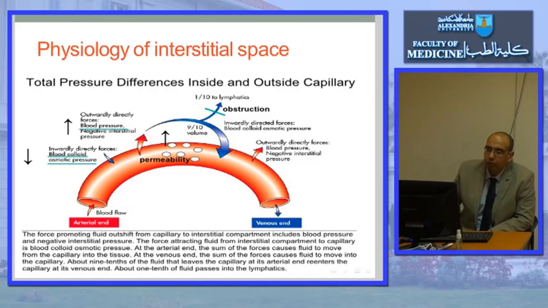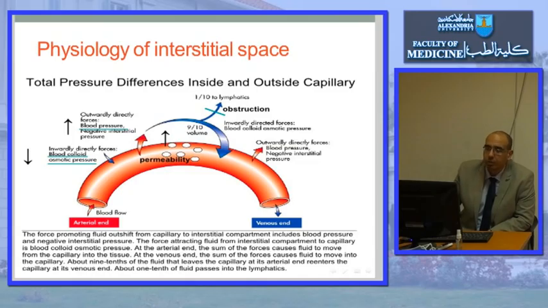So, how to make the fluid accumulate here? Increase the hydrostatic pressure, like in case of heart failure or hypervolemia, or decrease the oncotic pressure, decreased osmotic pressure, pushing back the fluid to inside the blood vessel.